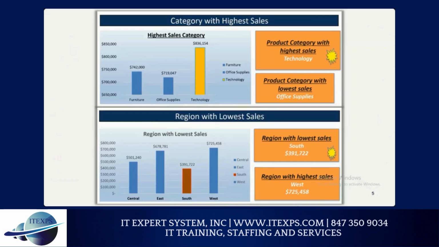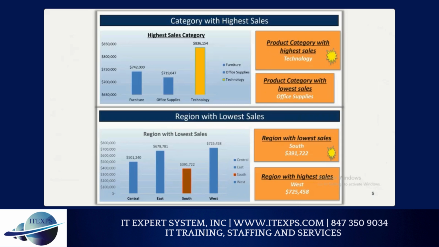Okay, here we will see the category with higher sales and the region with lower sales. Based on our data, we could understand that the technology category is performing well compared to the other categories like furniture and office supplies. The technology category gives around $836,000 compared to furniture and office supplies, and office supplies has the lowest sales category of all. And when we go to the region with lowest sales, we could find that the South region has the lowest sales out of all 4.